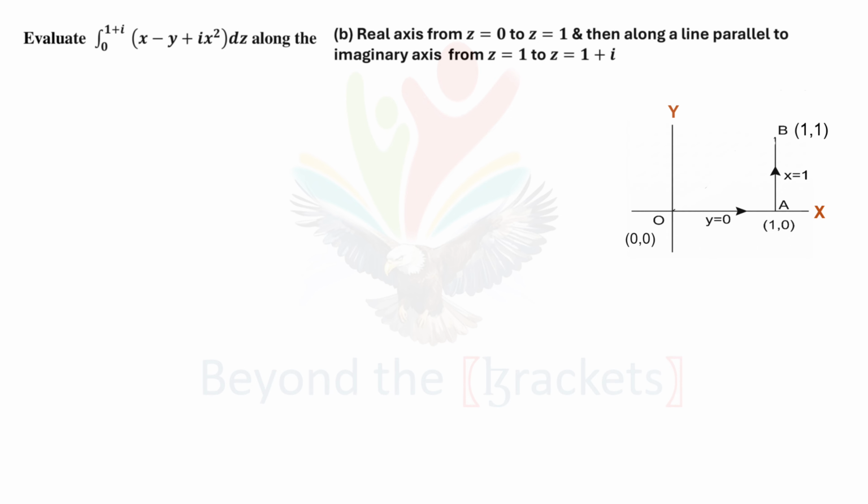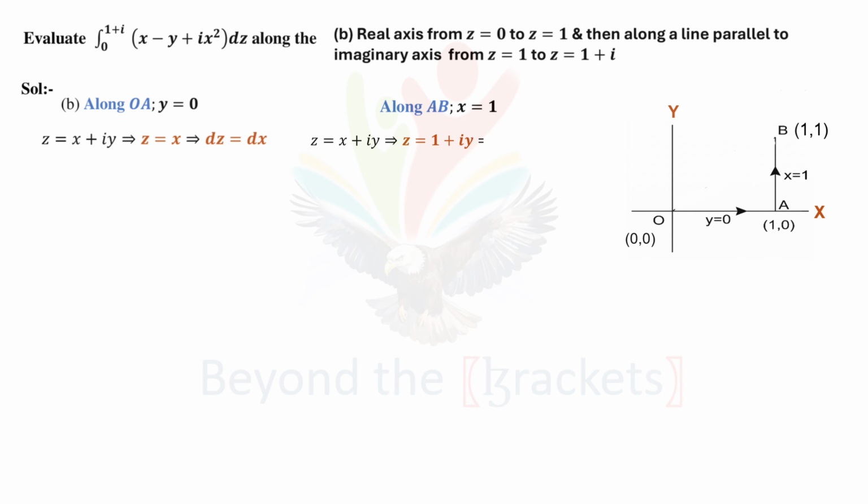(1, 1). So the line OA is the x-axis, that means y = 0. Substitute in z = x + iy, we get z = x. Differentiating this, we get dz = dx. Along the line AB, we have x = 1. Substituting this in z = x + iy, we get z = 1 + iy. Differentiating, we get dz = i dy.